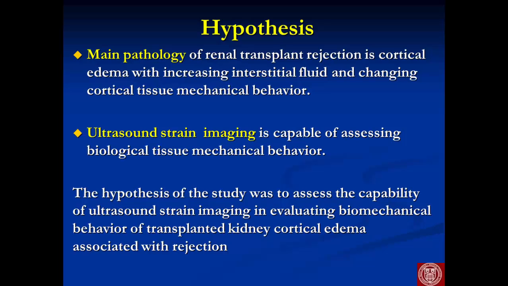Hypothesis. The main pathology of renal transplant rejection is cortical edema, with increasing interstitial fluid and changing cortical tissue mechanical behavior. And ultrasound strain imaging is capable of assessing biological tissue mechanical behavior. So the hypothesis of this study was to assess the capability of ultrasound strain imaging in evaluating the biomechanical behavior of transplant kidney cortical edema associated with rejection.